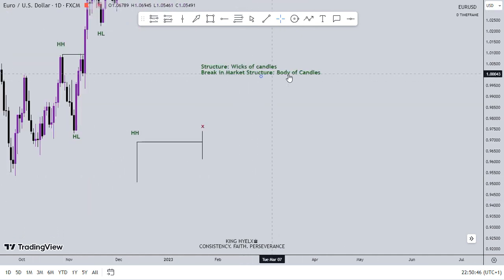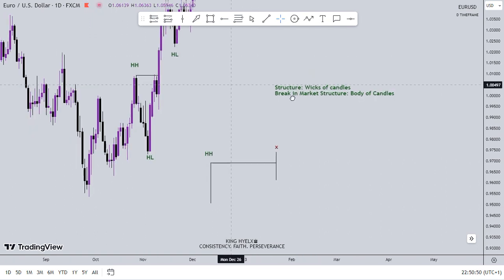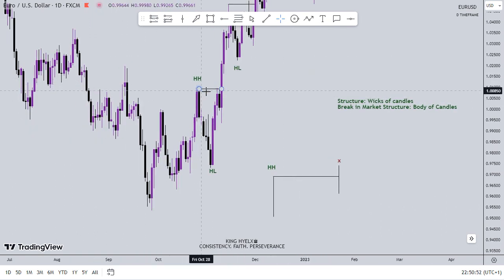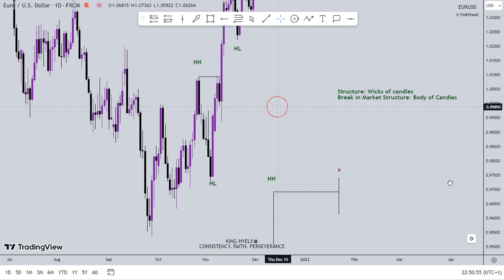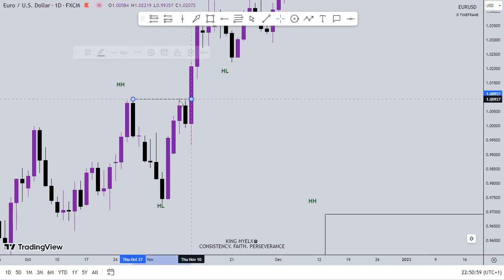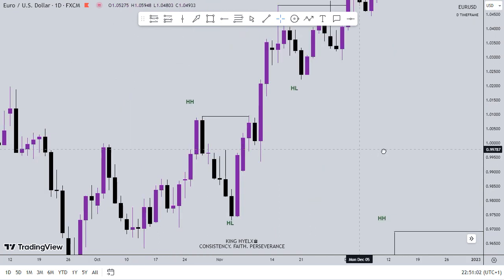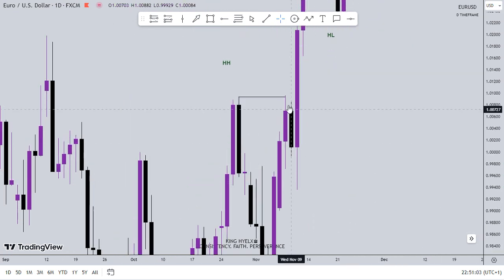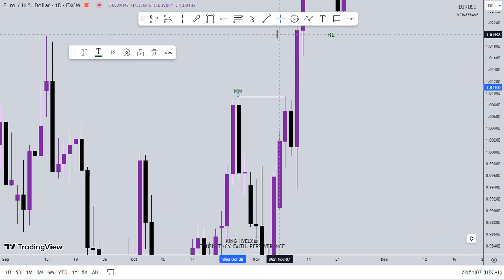So for breaking market structure, we use the body of the candles. For structure, we use wicks of the candles. So these are higher high, the top of this wick. Now let's come real close. You see when this wick closed above this higher high, now you will have said, okay, now we are bullish.